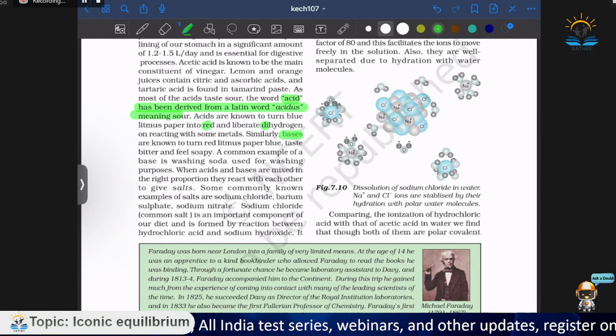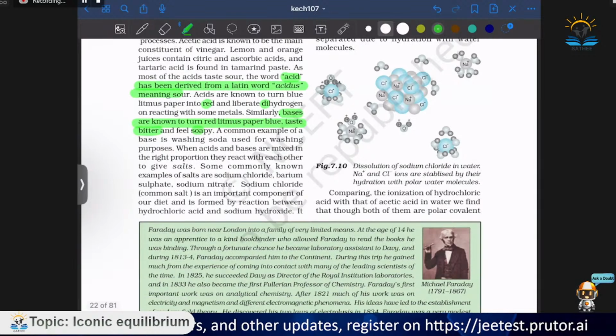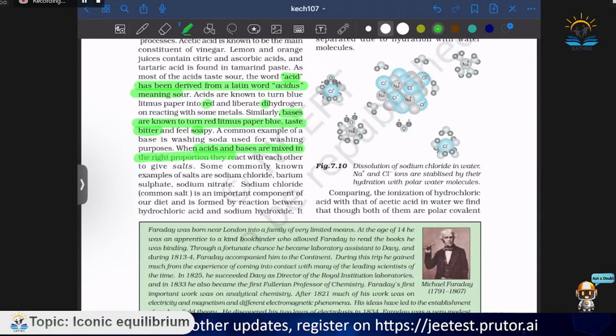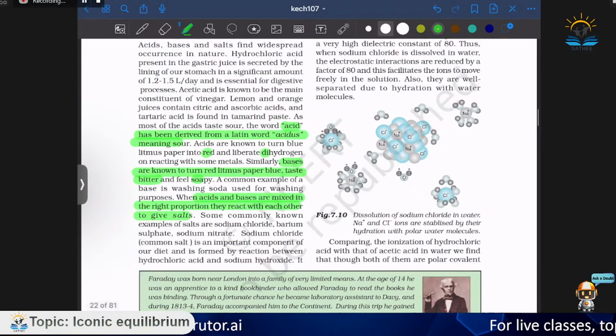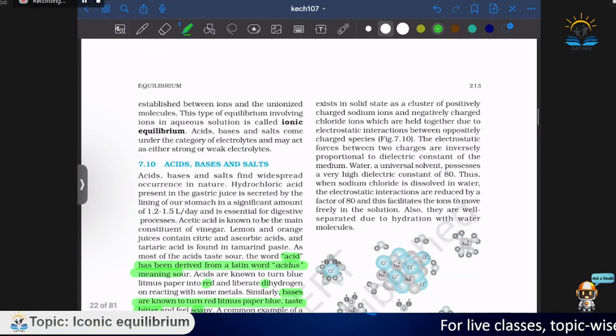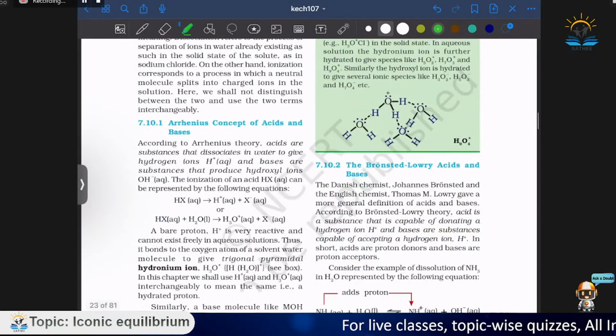Now, bases are known to turn red litmus blue, they are bitter, they are soapy. Okay, right. What are salts? When acids and bases are mixed in the right proportion, they will react with each other to give salts. So yeah, these three compounds, we know the basic stuff. We have been studying about them for a long time, so we'll skip the rest of the small definitions. We'll directly move to the Arrhenius concept of acids and bases.